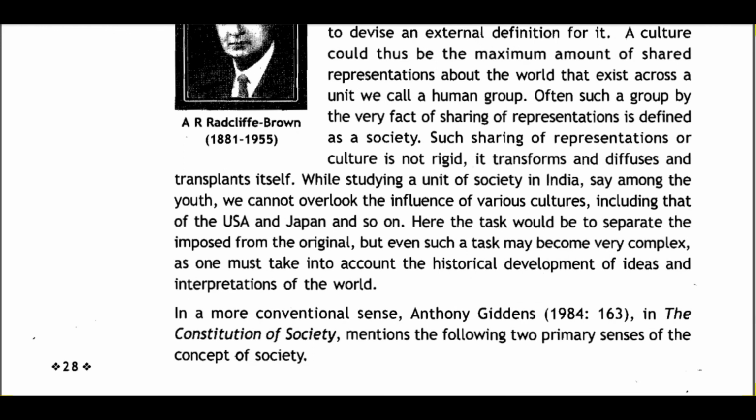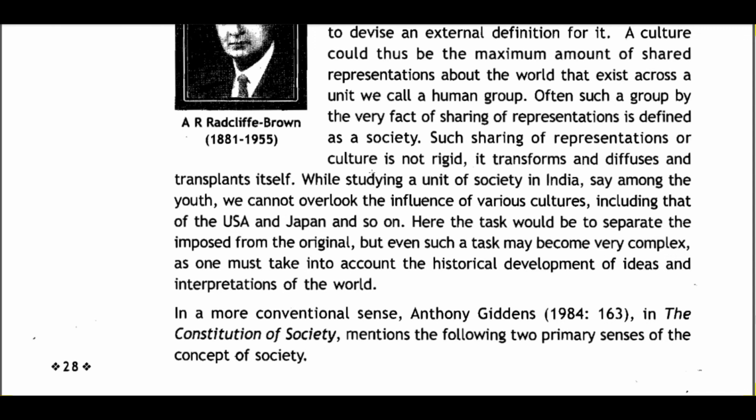A culture could thus be the maximum amount of shared representations about the world that exist across a unit we call a human group. Often, such a group, by the very fact of sharing representations, is defined as a society. Such sharing of representations, or culture, is not rigid. It transforms and diffuses and transplants itself.